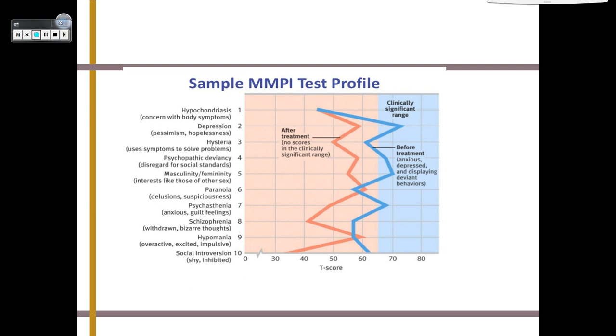Now as you can see, they had quite a few scales like depression or psychopathic deviancy or masculinity and femininity or anxiety that were clinically significant before they got treatment. But after treatment, none of their scores were in the clinically significant range, which is just a great way to show that therapy really can work.